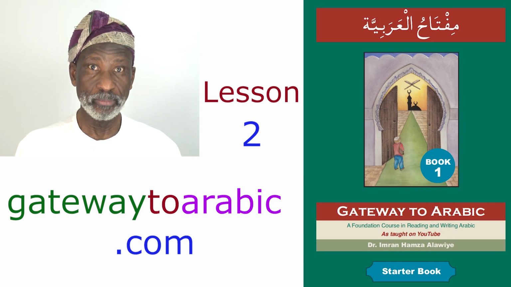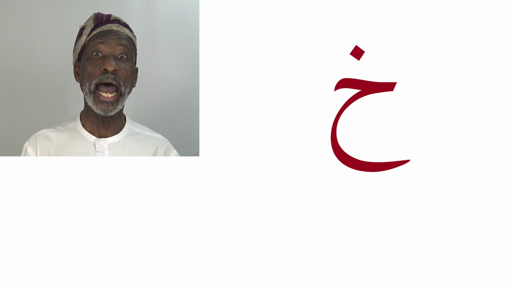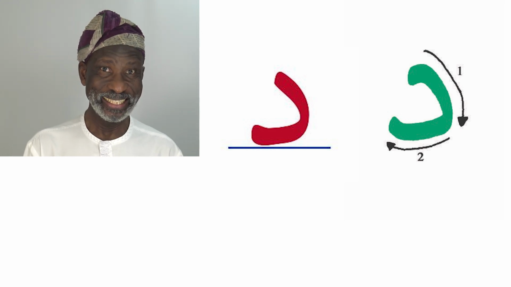Now, in the first lesson, we have covered 7 letters already. If you can remember, they are Alif, and then we have a Hamza as well, Ba, Ta, Tha, Jim, Ha, Kha. Okay, and today we are going to learn another 6 letters. Let's dive in. Let's start with dal.